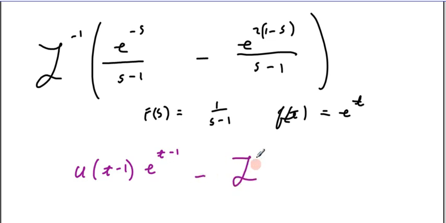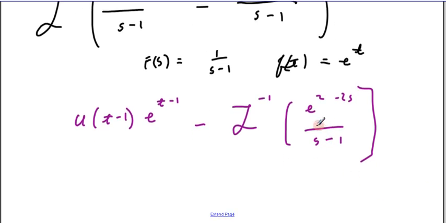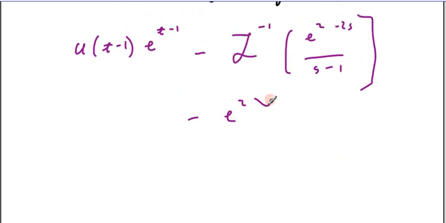And then I have left over this other thing over here, which I'm going to deal with separately, 2s over s minus 1. Okay, I look at that and I say, well, this is e to the 2 times e to the minus 2s. E to the 2 is just a constant, so this is going to be minus e to the 2 inverse Laplace transform e to the minus 2s over s minus 1.